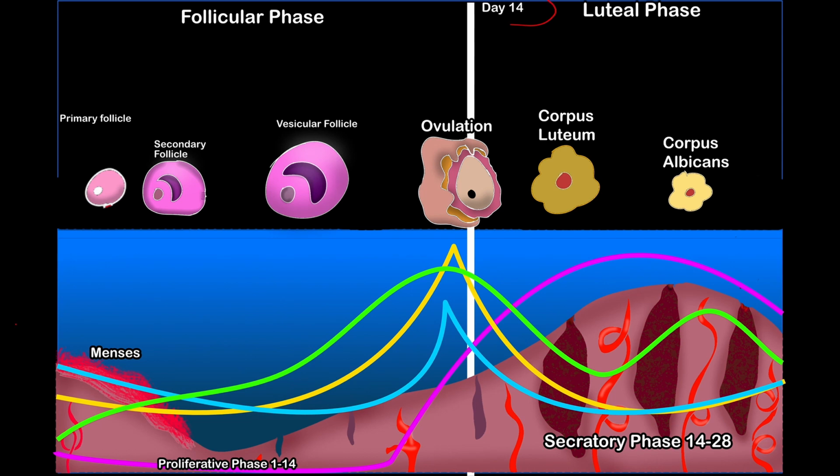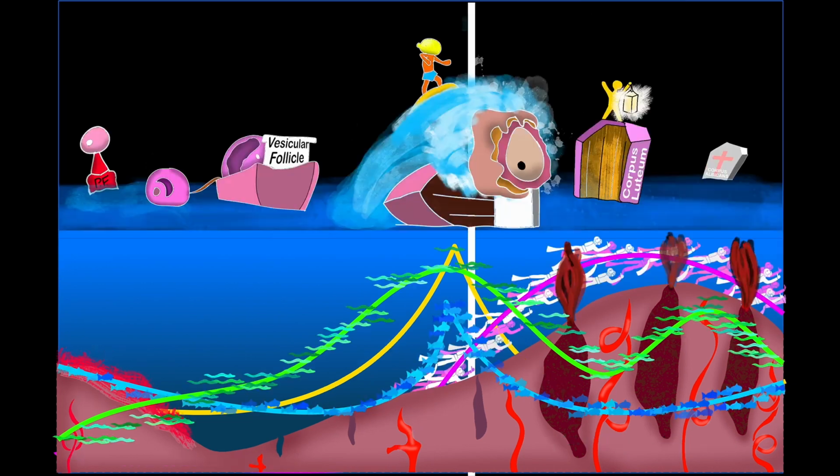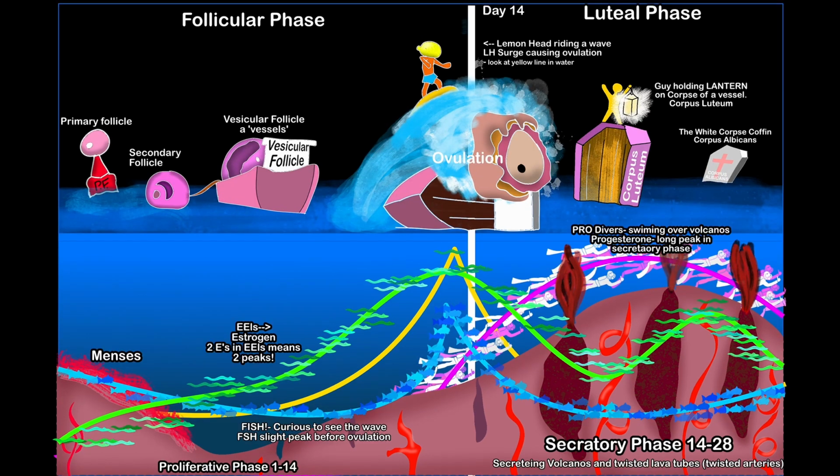And day 14. That's pretty important. We have the follicular phase and the luteal phase. What's an easy way to remember this? Well, I decided to make a little sketch. All right, here's some labels for you.